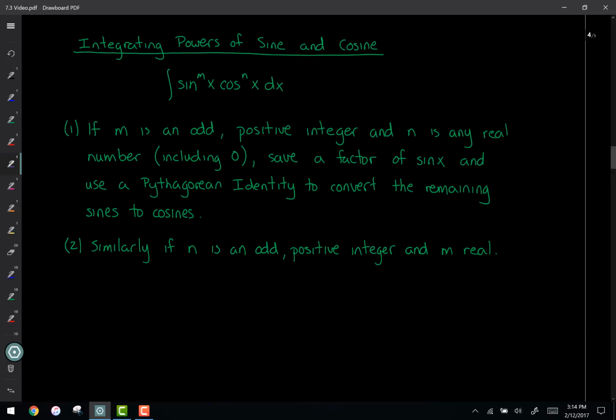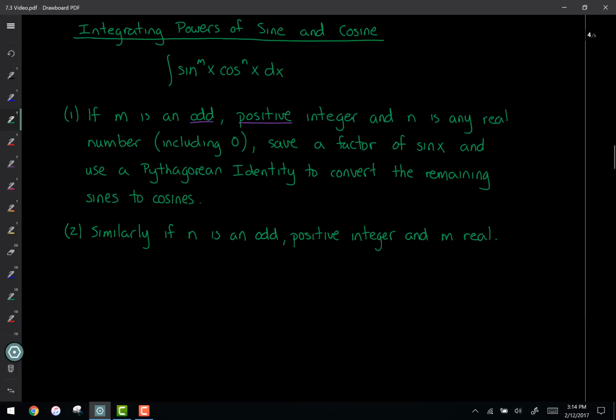So if m, the power on sine here, is an odd positive integer, and n, the power on cosine, is any real number, including 0. If n is 0, then we're just right back into one of the cases that we just talked about. You want to save one of the factors of sine of x, and then convert all the rest of the sines to cosines using the Pythagorean identity. And similarly, if those roles are reversed, you're going to do the exact same process. So we're just going to look at one of those types here.